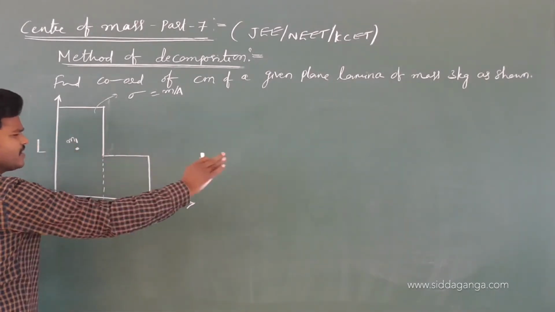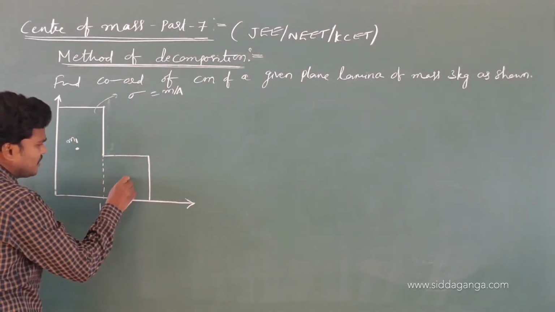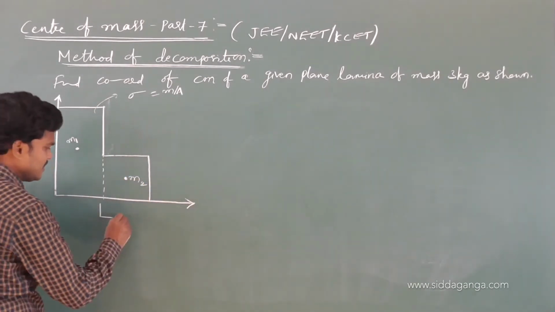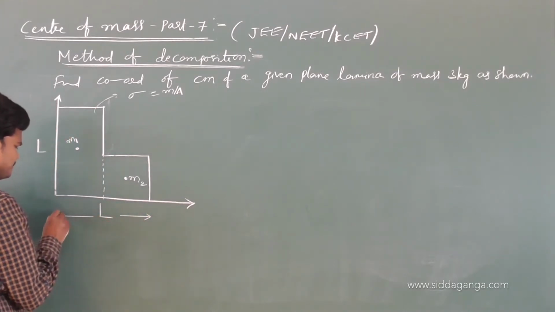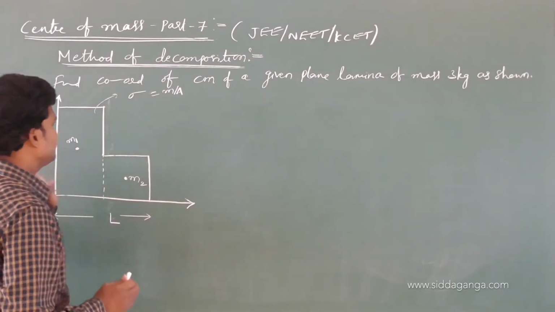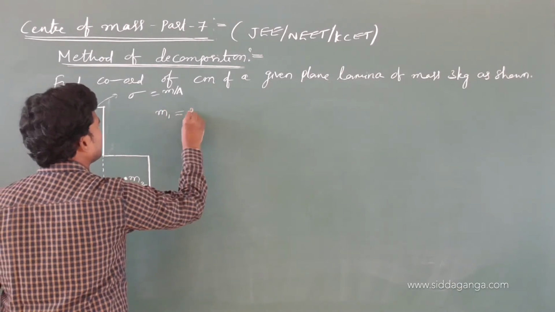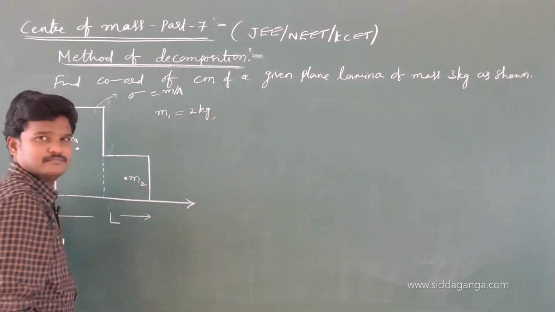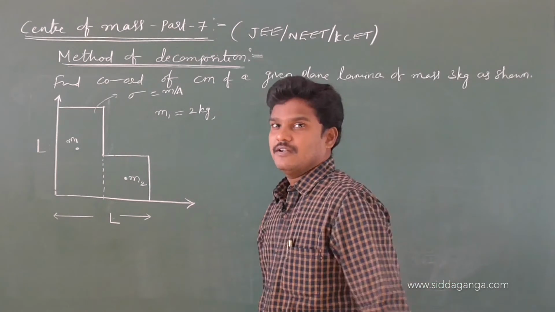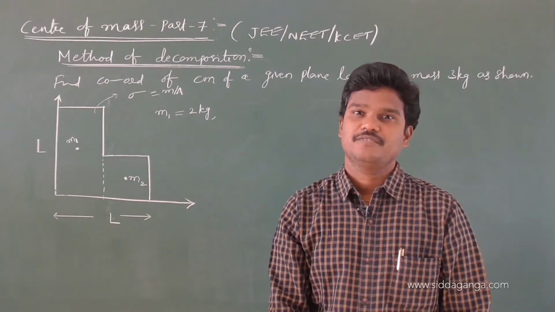You can take this part as 1, this part as 2, or divide into 3 parts, your wish. And this part, let me take as part 2. This length is clear, L. So M1 is how much? Because they have given 3 kg, right? So M1 we can write directly from the diagram, 2 kg. M2, 1 kg. But decide the coordinates of M1.